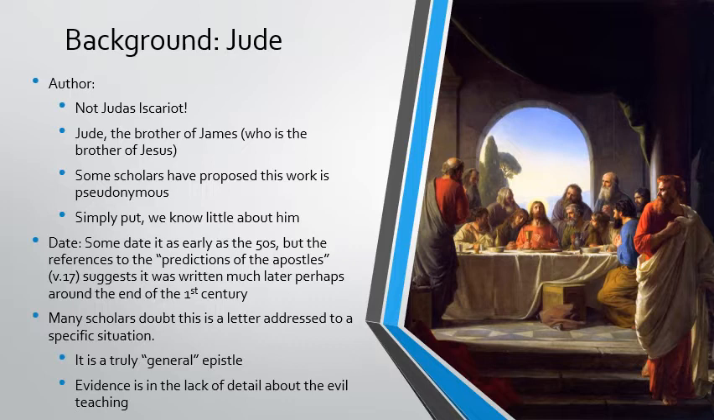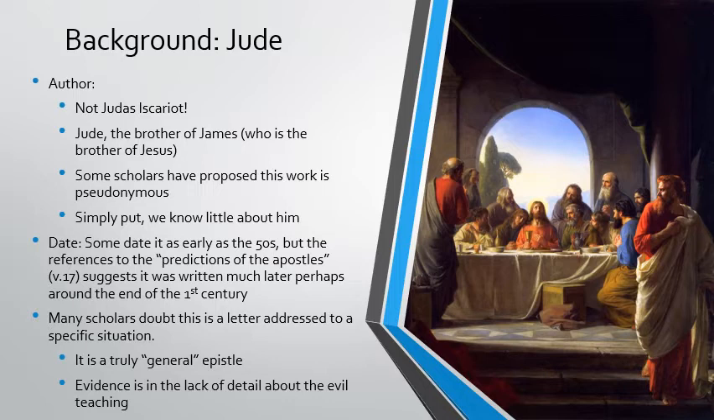Jude is oftentimes presumed to be a pseudonymous work of literature, once again, as has been the case with many of our general epistles that we've looked at. The reason for this has to do with the belief in the predictions of the apostles. Jude writes about the predictions of the apostles as though they are long since dead, which would imply that the book is written fairly late in the first century after these people have come and gone. And if Jude is a brother of Jesus, then presumably he would have come and gone as well.